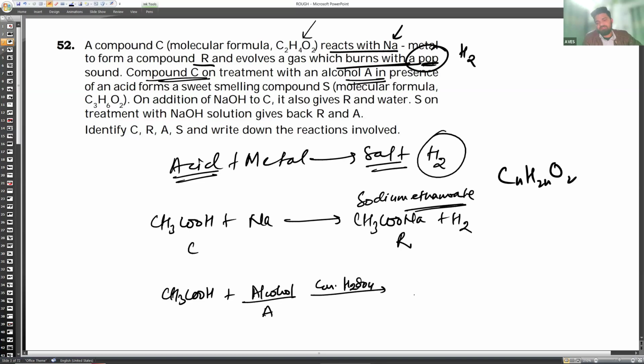So it will give a compound S, which has the formula CnH2nO2, so you will write here C3H6O2, plus water. You know that it is an esterification reaction, so it should be water here. So can you tell me the name of this alcohol and the name of this ester? Anybody in the class? Alcohol A is ethanol.